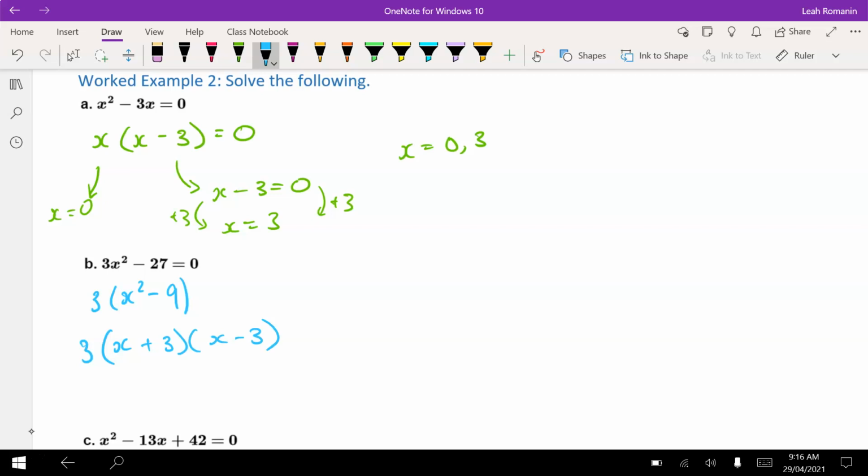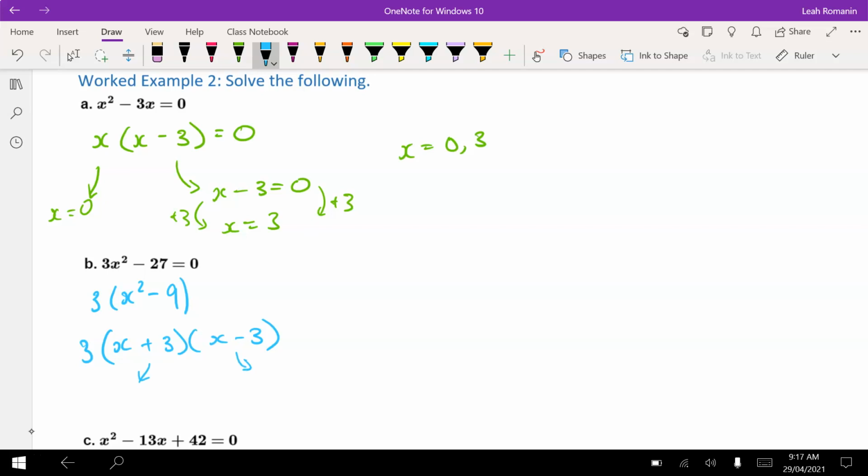Okay, and now we have to apply the null factor law. Now, that 3 on the outside, you're going to leave it. It's just the 3. It does not have an x with it, which means you cannot apply your null factor law to it. That can only be applied when you're trying to solve for some value of x. So I'm going to focus specifically on this x plus 3 and x minus 3.